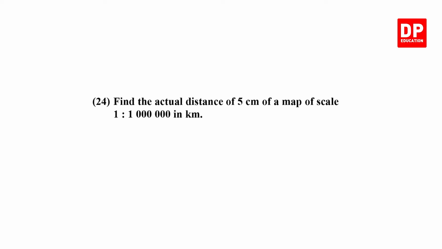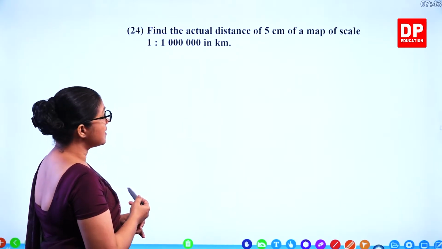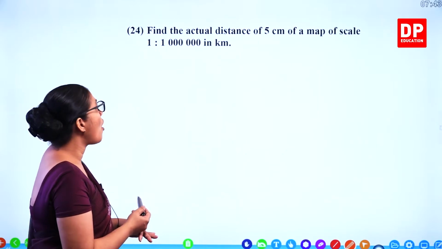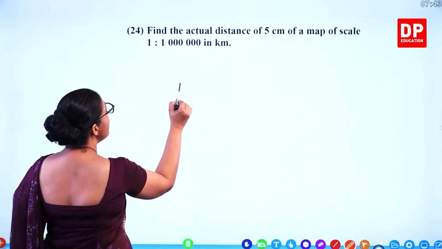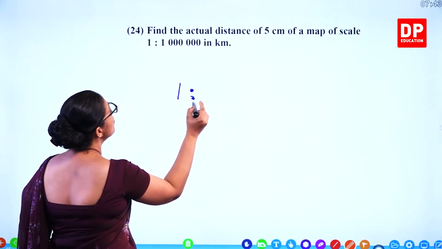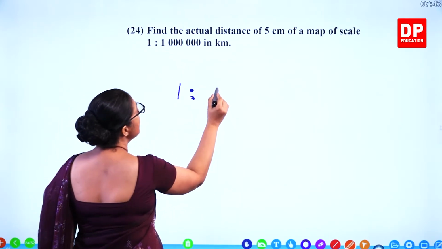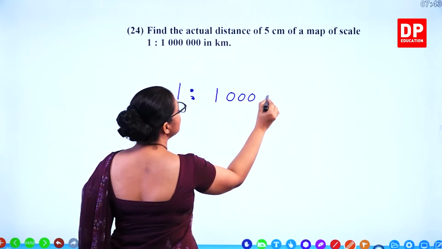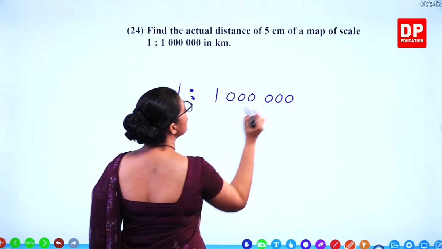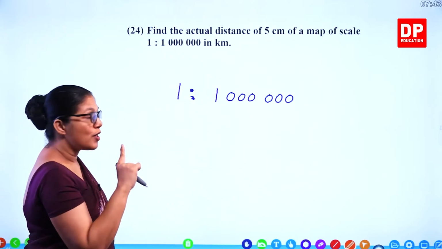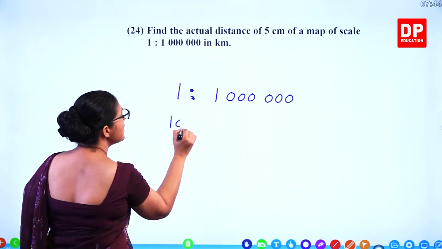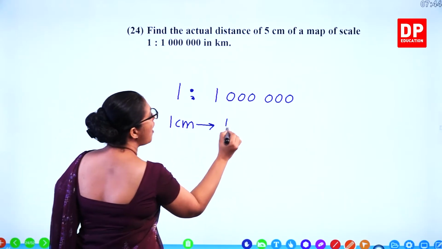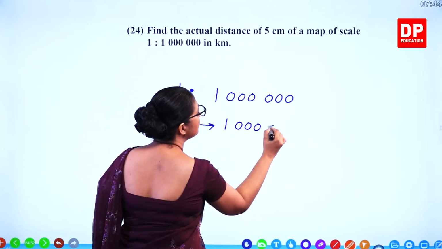Question number 24. Find the actual distance of 5 cm on a map of scale 1 to 1 million. So what does it mean? 1 to 1 million means 1 centimeter represents 1 million centimeters.